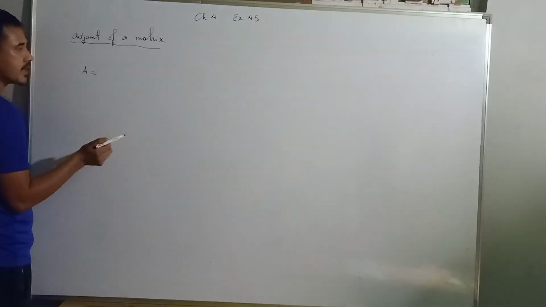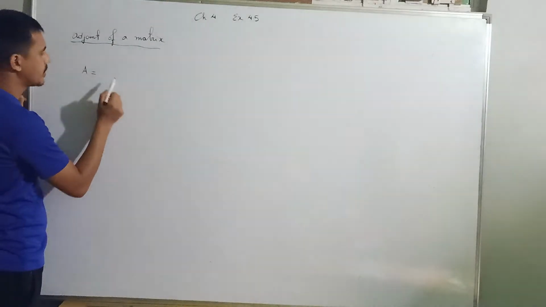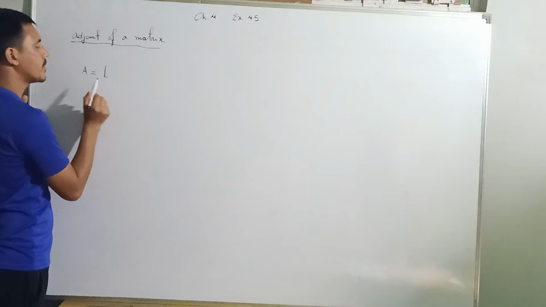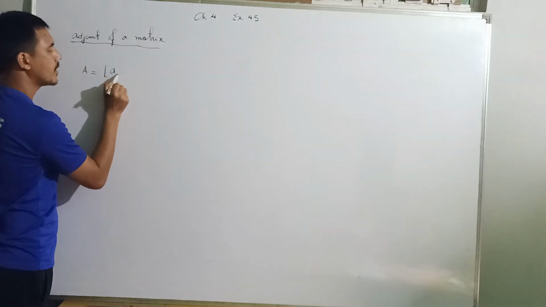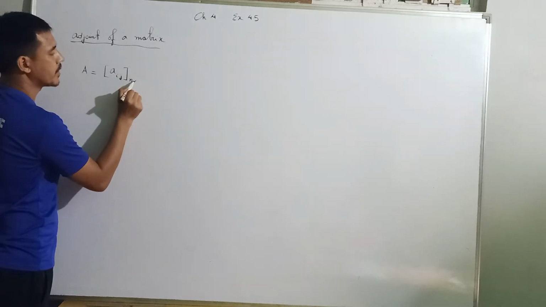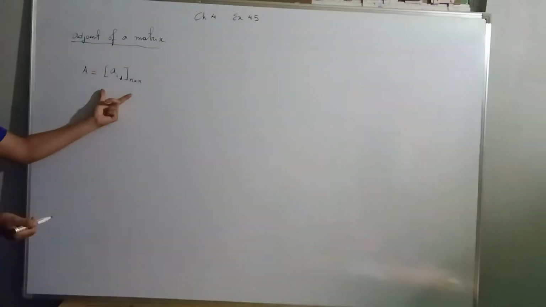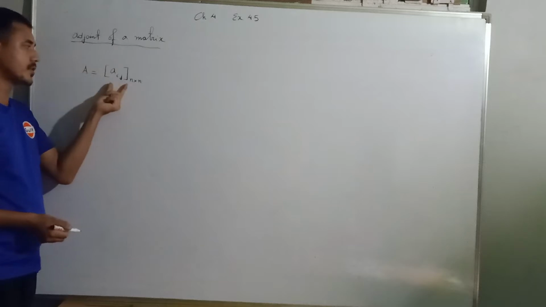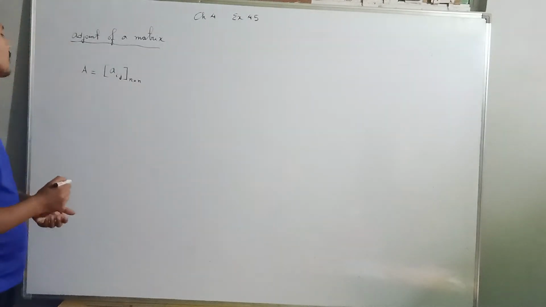So suppose A is any matrix. Let's say that A is a square matrix of order n. Then A should be represented by Aij, a square matrix of order n. So it has n rows and n columns. This is how we represent a matrix, a square matrix of order n.